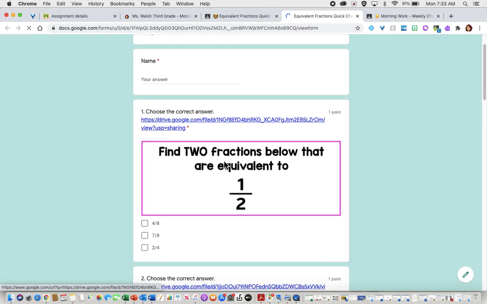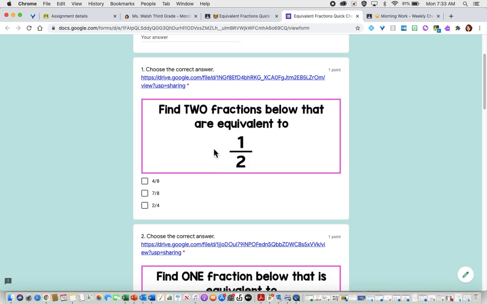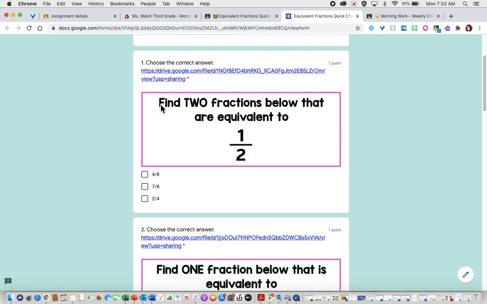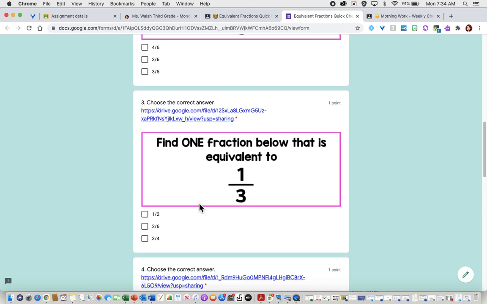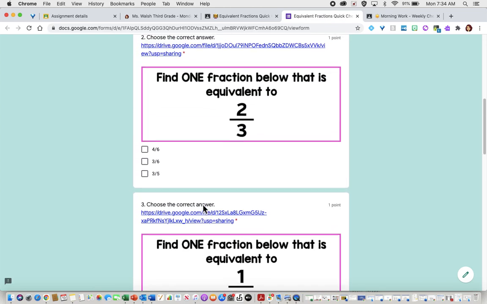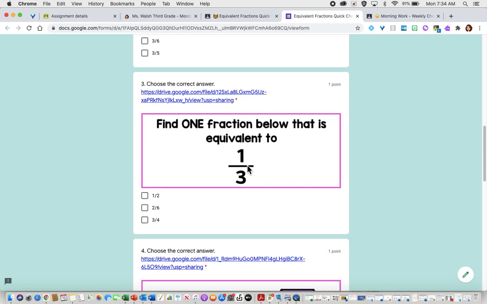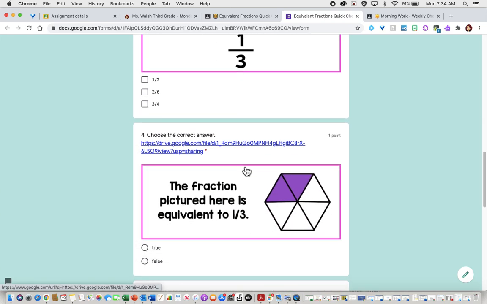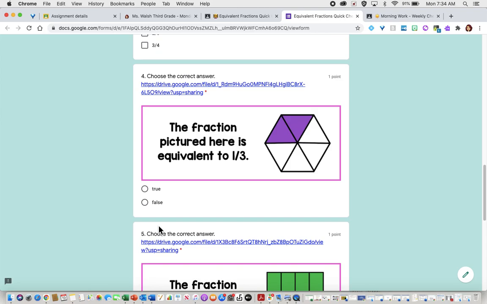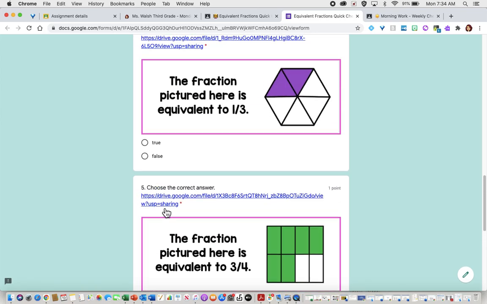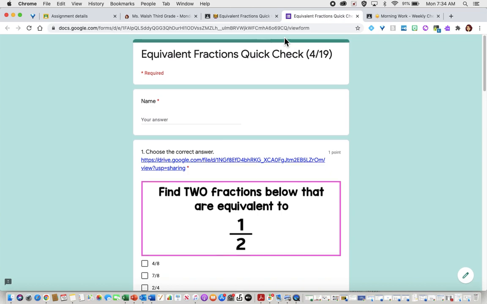Then we have our equivalent fractions quick check. For this quick check, you're going to answer. Please pay attention to the questions. It will say find 2 fractions below that are equivalent to 1/2. So know that you need to select 2 answers. Then for questions 2 and 3, you are going to choose 1 fraction that is equivalent to the number below. And then finally, you are going to answer these questions true or false for questions 4 through 6.